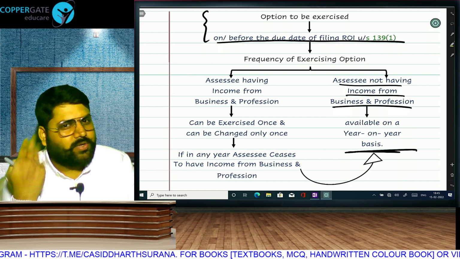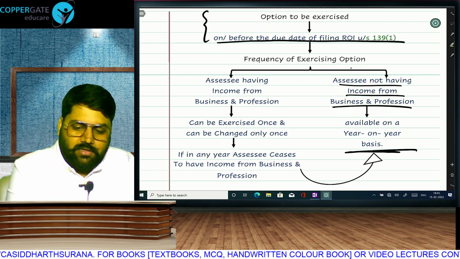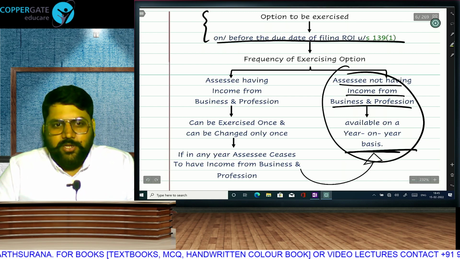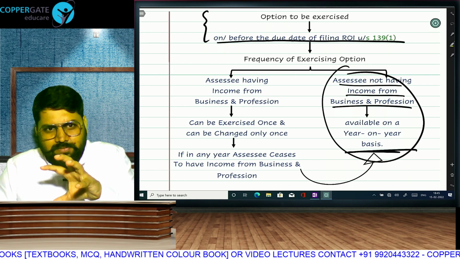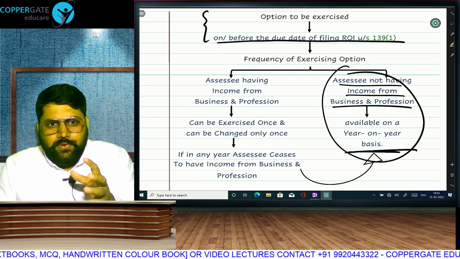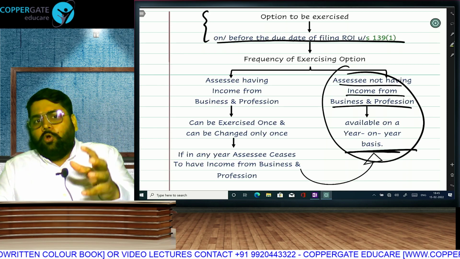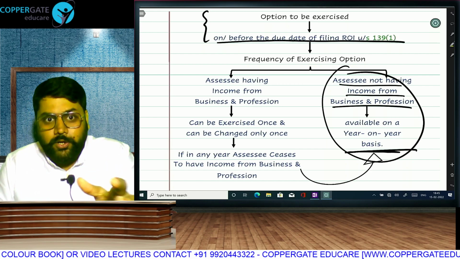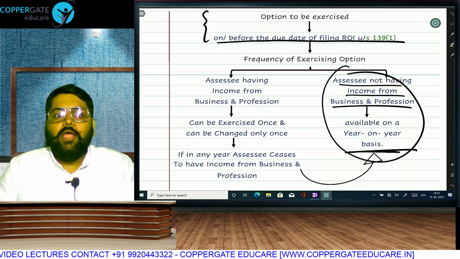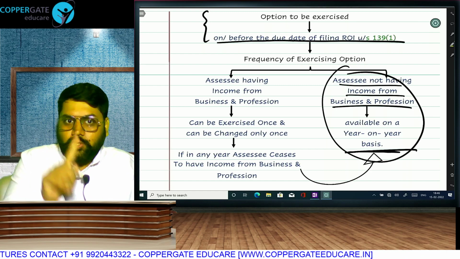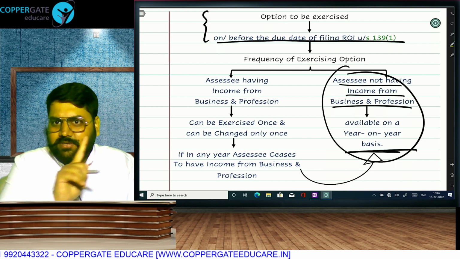That means the other 3 sections you cannot change. Once you go in new, forever new. You cannot come back to old. But here, you can change every year. That means if you are not having PGBP, you can take new regime or old regime every year. So you can take old, new, new, old, old, new, in any order. You can change your option every year. Individual, HUF not having business. Okay. So companies and cooperative societies cannot change. Individual having business we will discuss, but not having business, change every year.